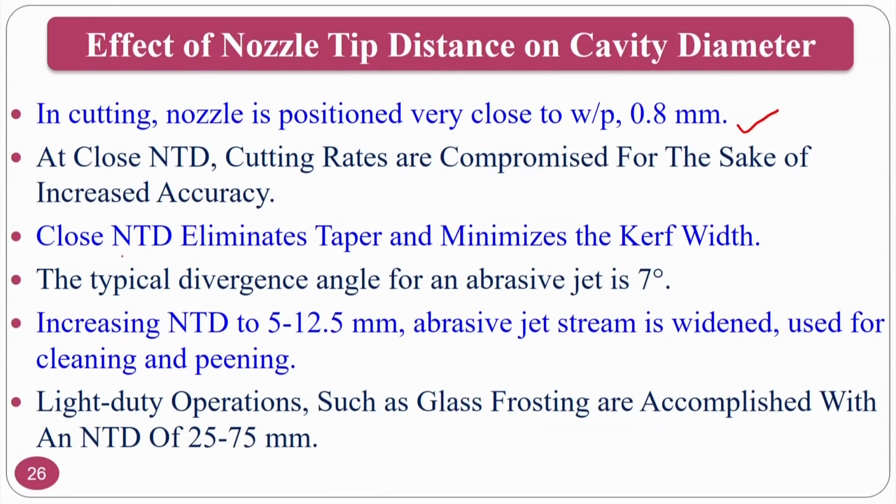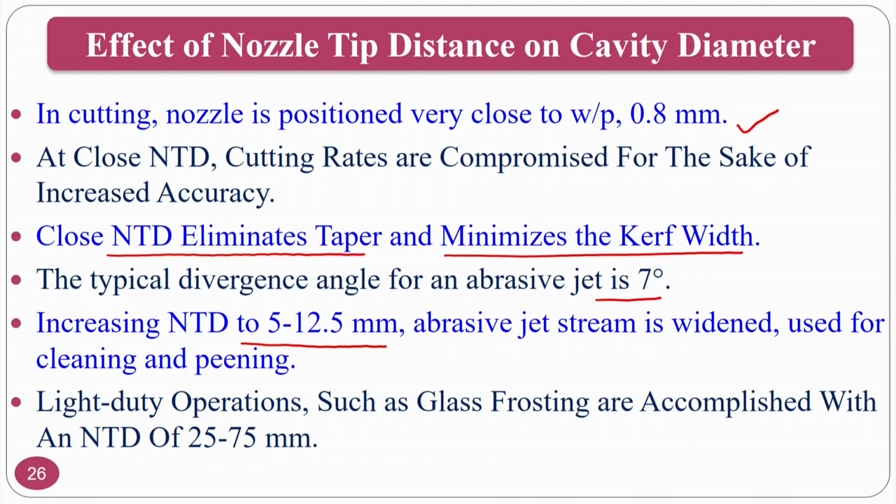A small nozzle tip distance eliminates the taper and minimizes the curves whenever you are going for smaller distances. The typical divergence angle will normally be 7 degrees for air. If you increase the nozzle tip distance to 5 to 12.5 mm, the abrasive jet stream becomes widened and is used for cleaning and peening applications. That means at higher distances it is not going to do the machining operation, however it is going to do the cleaning operation or the peening operation.